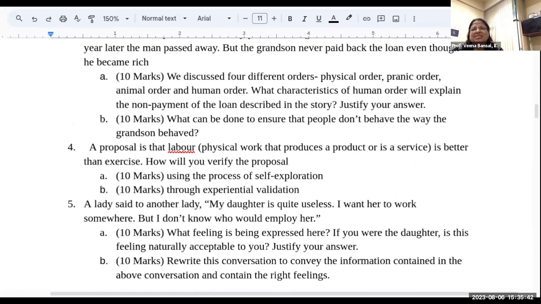Fourth question is from the exam. A proposal is that labor is better than exercise. And this question really surprised me, the answers to this question. Most of the people in the class who answered this question thought that labor is equal to construction work. So the very definition of shram or labor has disappeared from the scenario.